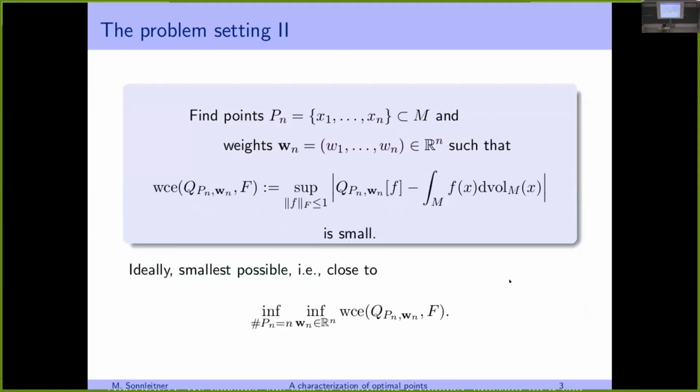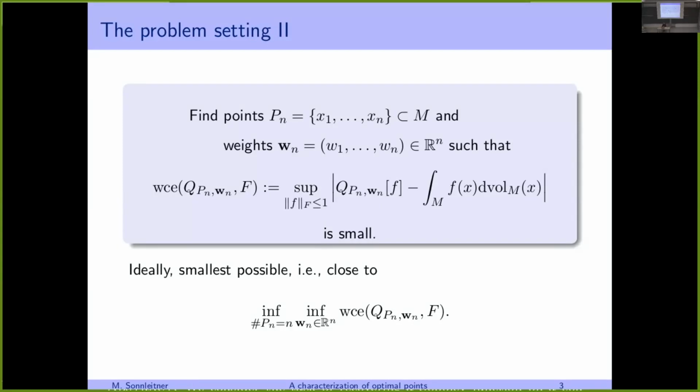And to make this a bit more precise, I restated it here in some different forms. So we want to find points and weights such that this worst case error, where the worst case error is formed over the unit ball of this function space, is small. And how small can it be? As a measure of comparison, we use this minimal error. So we minimize over all point sets on this manifold which have n points, and minimize over all real weights. And we consider this minimal error, and we want to find points and weights such that we come close to this error.